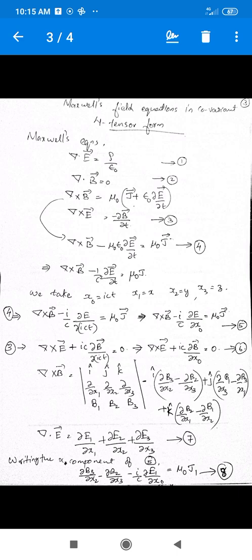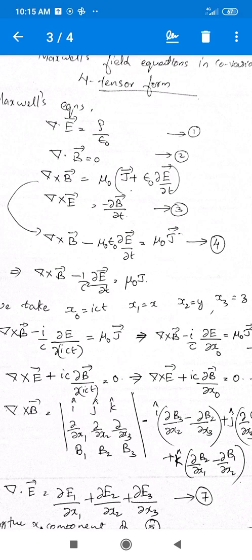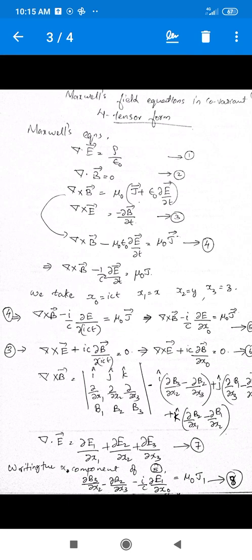So I take this fourth equation and substitute for mu 0 epsilon 0 as 1 by c square, and it will be del cross B minus 1 by c square into dou E by dou t, which is equal to mu 0 J. Now we take x0, x1, x2 and x3. We know that x0 is ict, x1 is x, x2 is y, x3 is z. So now let us take that and take equation 4.